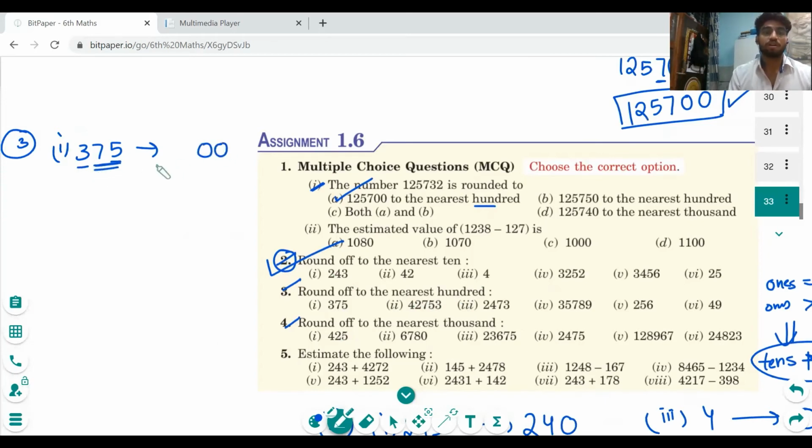So 0. Now let's observe one before that 100. Tens that is, right? So we'll observe 7. 7 is greater than 5. So I will increase the next guy by 1.